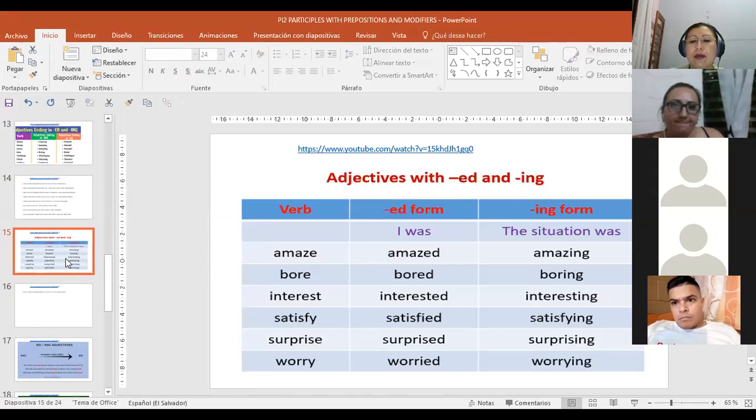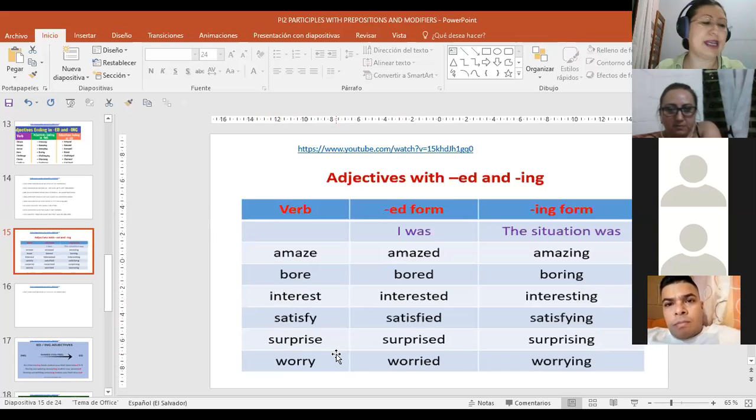Hay justo uno para cada uno, because we are one, two, three, four. You can use amaze, one, bored, ya lo utilizamos. Interest, two, satisfy, three, surprise, four, and worry, five. Tenemos hasta cinco. Okay. I will give you 1 minute to think about. Le voy a dar un minuto para que lo piensen.